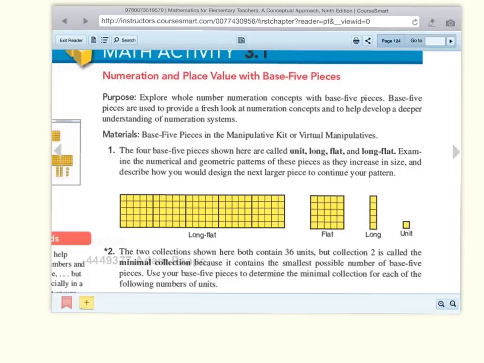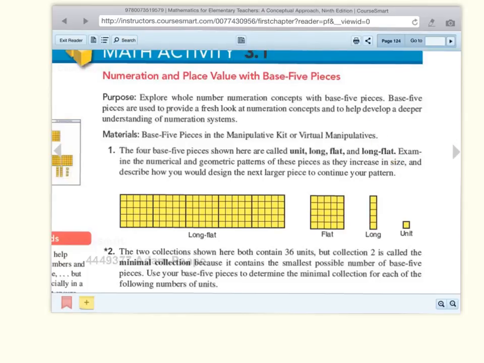The ones that we're going to be most interested in right now are the base 5 pieces. So I wanted to highlight that for you in your math activity. Not requiring that you go through and do these problems, but I do want to just highlight it for you. Base 5 is a very common base system. When we talk about any sort of numeration system that's in a base, we refer to the quantities oftentimes as units, longs, flats, and long flats.